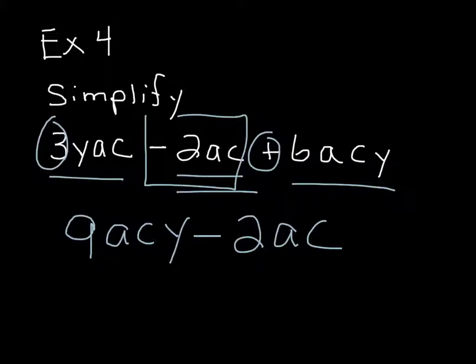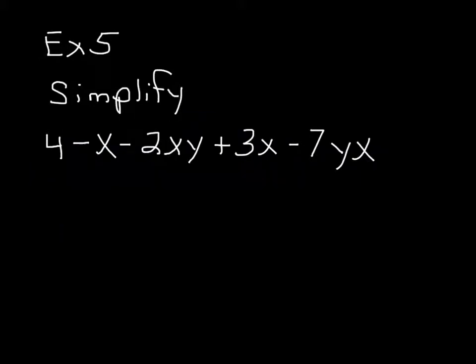Now, something else I do want to emphasize here. Why can't I take 9 minus 2? I have 2 terms here, right? Are they like terms? No, because one of them has AC, the other one has ACY. I cannot take 9 minus 2 because I can't add or subtract them. They're unlike terms. I can't do that. Look at our final example.